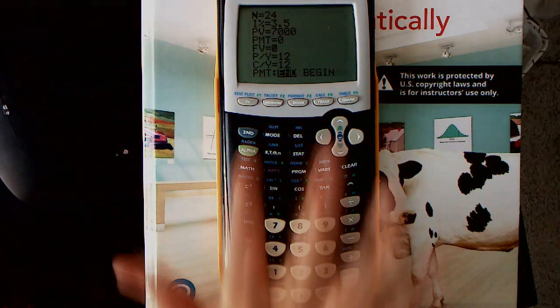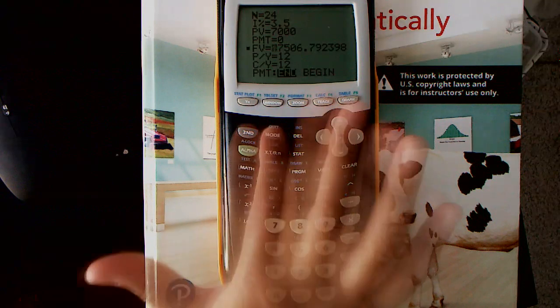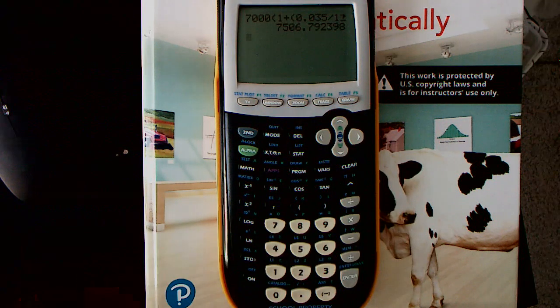And then alpha, enter. So in the future, in 2 years, the accumulated balance of the account would be $7,506.79. Same as earlier. I can go back to show you. Same with this answer. Exactly the same, right?